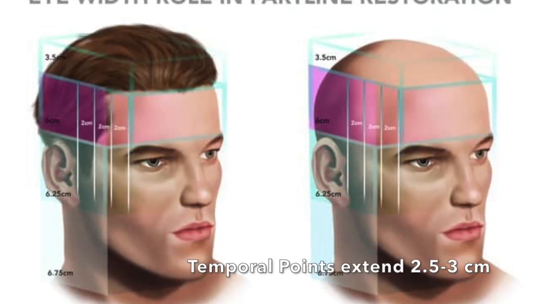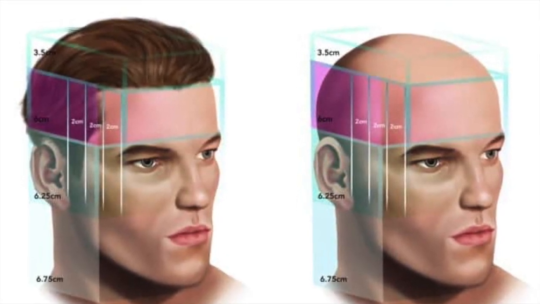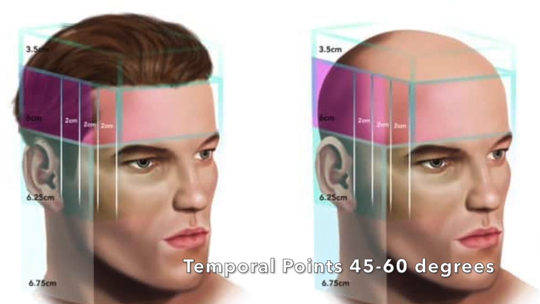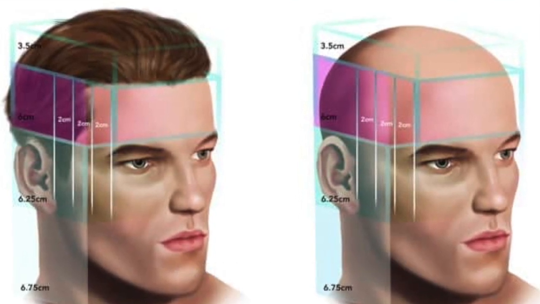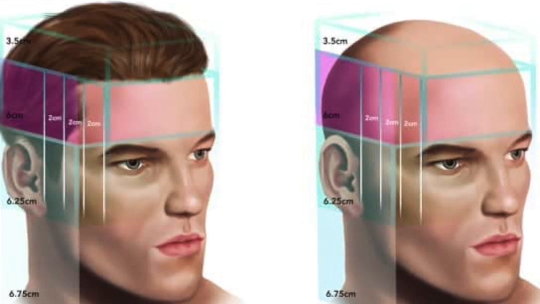The temporal points are going to extend out about 2.5 to 3 centimeters from the horizontal plane above the eyebrow, and at about 45 to 60 degrees to the outer limit of the eyebrows, and then extend back at 45 to 60 degrees to connect with the frontal hairline. The more that you extend the temporal point, the smaller the width of your forehead is going to be, so you want to make sure that you don't have too much temporal point sticking out or too little.